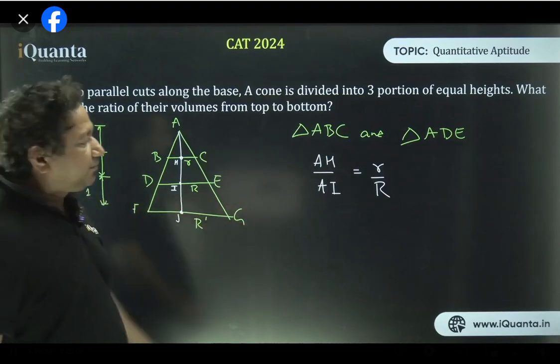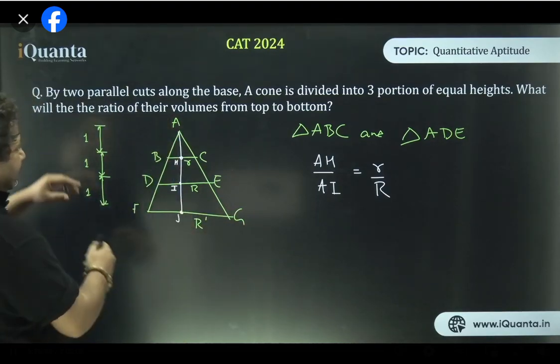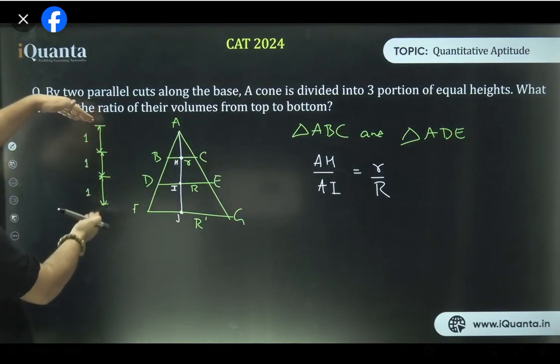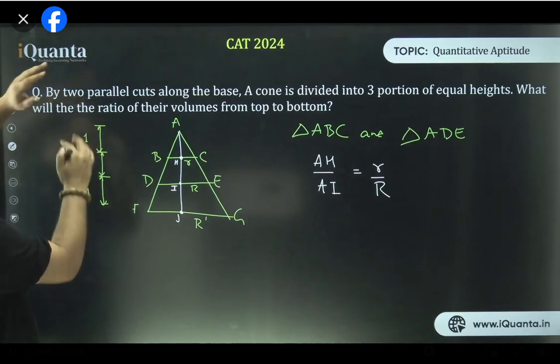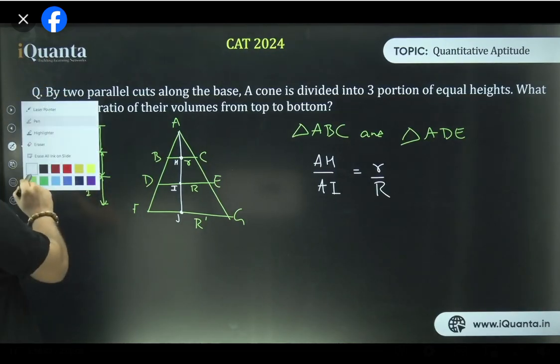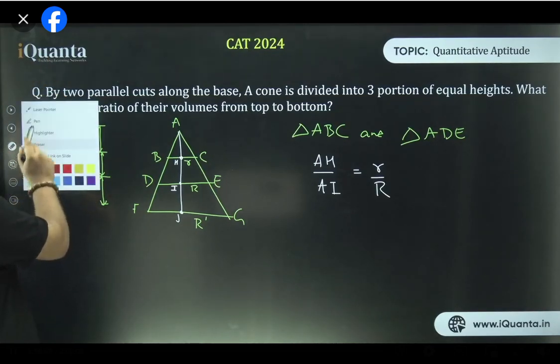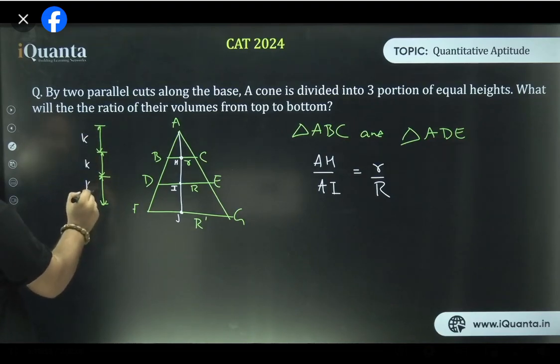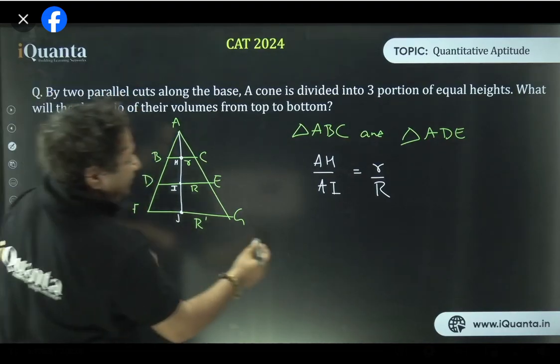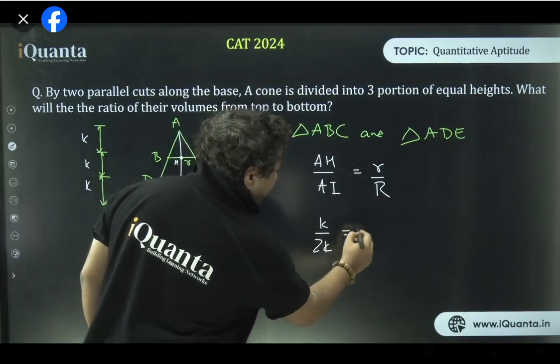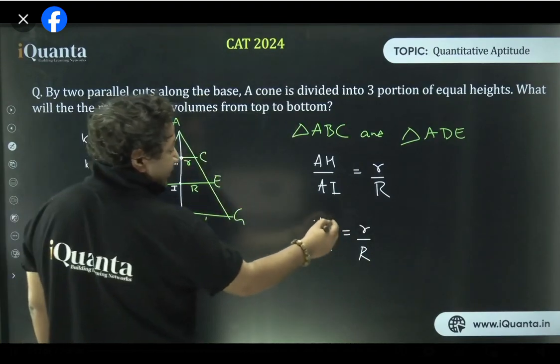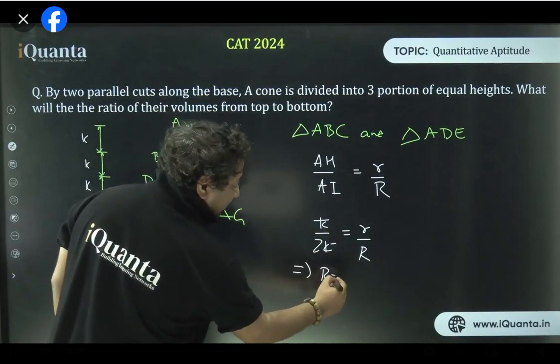Okay, is that clear? By similarity of triangles, AH upon AI, and as I have already given these heights to be 1 each, you can assume anything. You can assume A, K, whatever. Doesn't really matter. चलो मैं काम लोग बोलेंगे कि भाई आपने 1 कैसे ले लिया, दिया नहीं था, तो मैं K मान लेता हूँ, K each. So AH upon AI is K upon K plus K, K upon 2K. This will be equal to small r upon capital R. K gets cancelled, so all we have is capital R is equal to 2r.